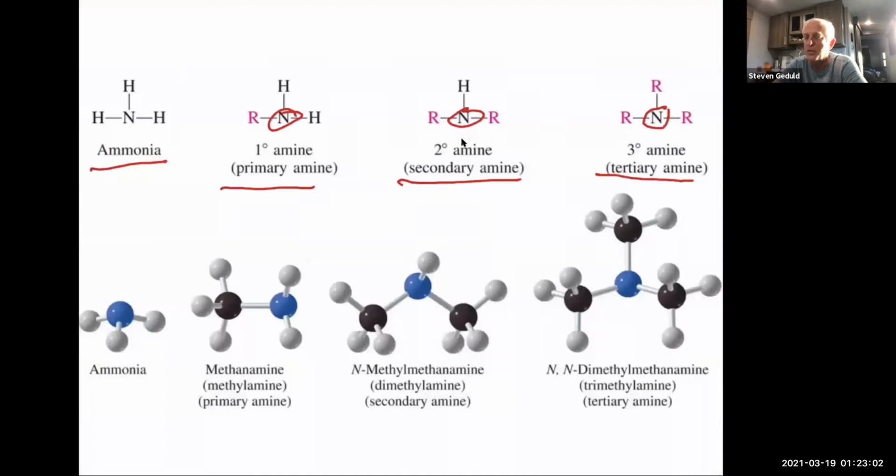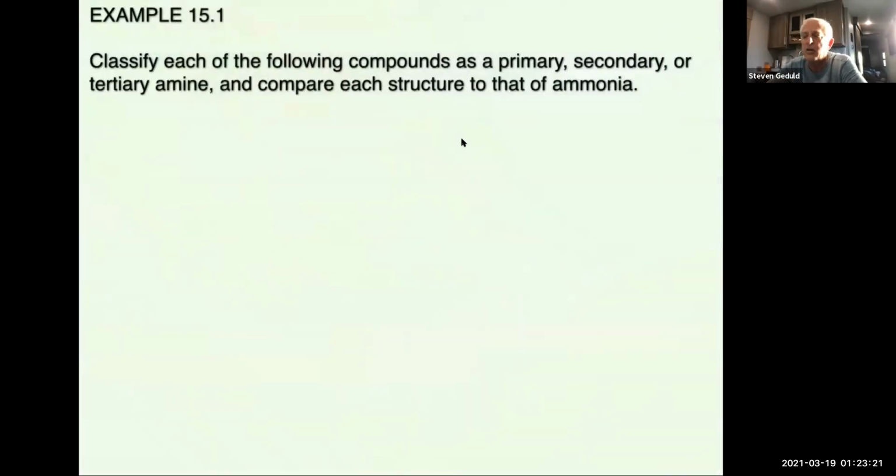We'll learn how to do the different nomenclatures, how to name these as we go along. So this would be methylamine, methanamine, N-methylmethanamine, and N,N-dimethylmethanamine. That's the IUPAC nomenclature for these, and we'll learn all that too as we go along. All right, classify each of the compounds as primary, secondary, or tertiary, and compare each with ammonia.